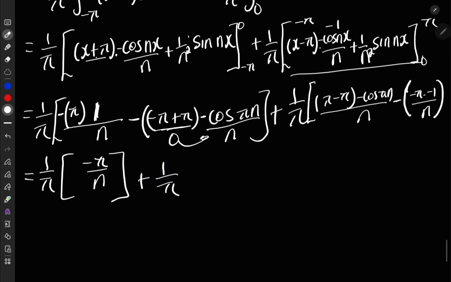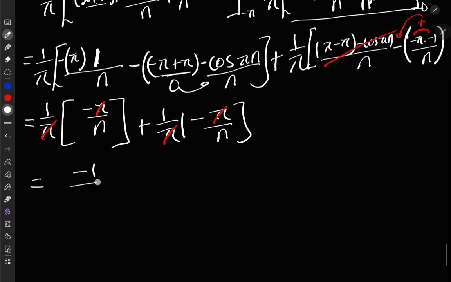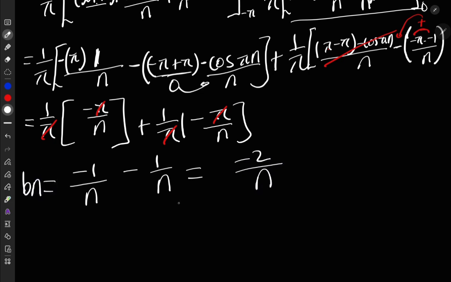You can see that here you're going to get 0 because pi minus pi is 0. So you're going to have this minus times minus here, you get a positive. Positive times a negative, you get a negative. So it's going to be negative pi over n. And you will see that this and that are going to cancel. It's going to be negative 1 over n, negative 1 over n, which is going to be negative 2 over n. And that is your bn there.